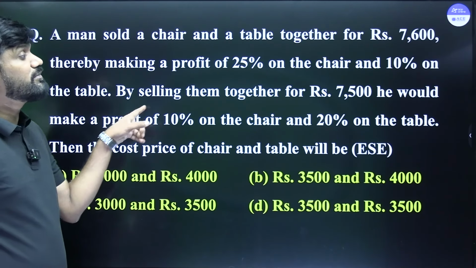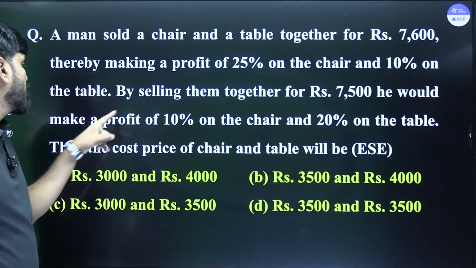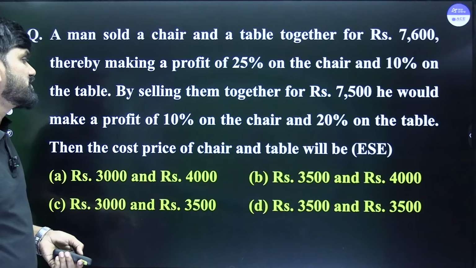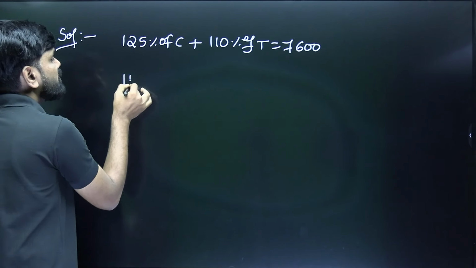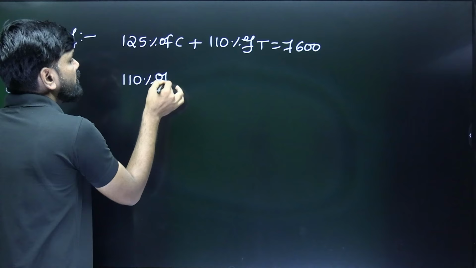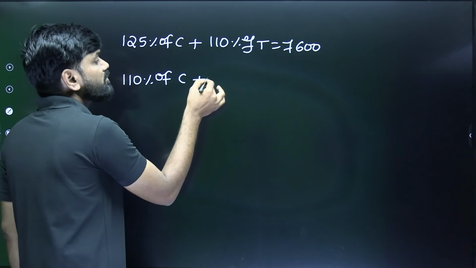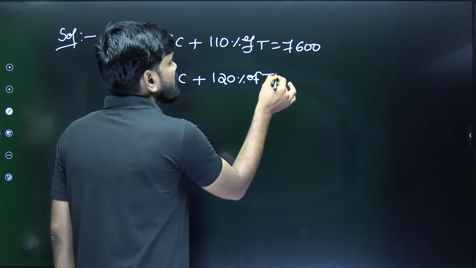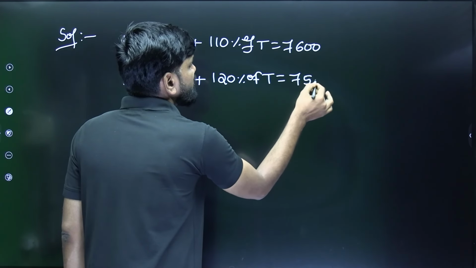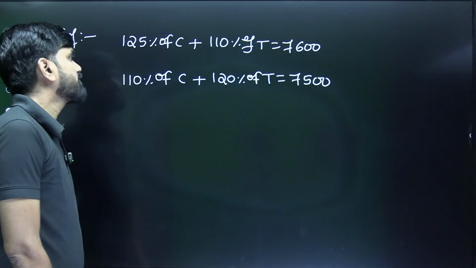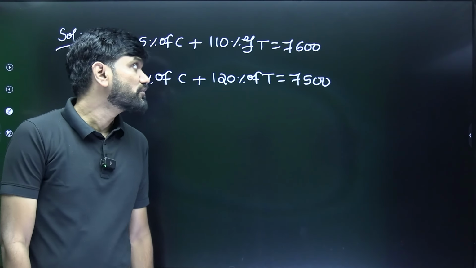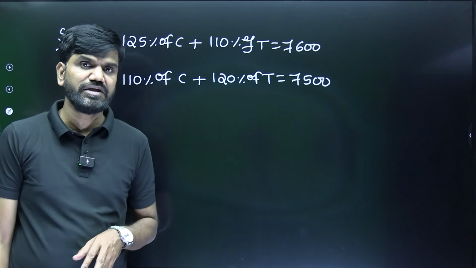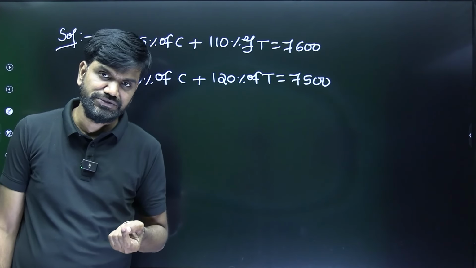Next, by selling them together for 7,500, he would make a profit of 10% on the chair and 20% on the table. 10% on the chair means he is selling it for 110% of the chair cost, plus 20% on the table means that is corresponding to 120% of the table. That is equal to 7,500. Right, dear? Now, going ahead with. So here solving these two equations is a little bit risky and time taking.